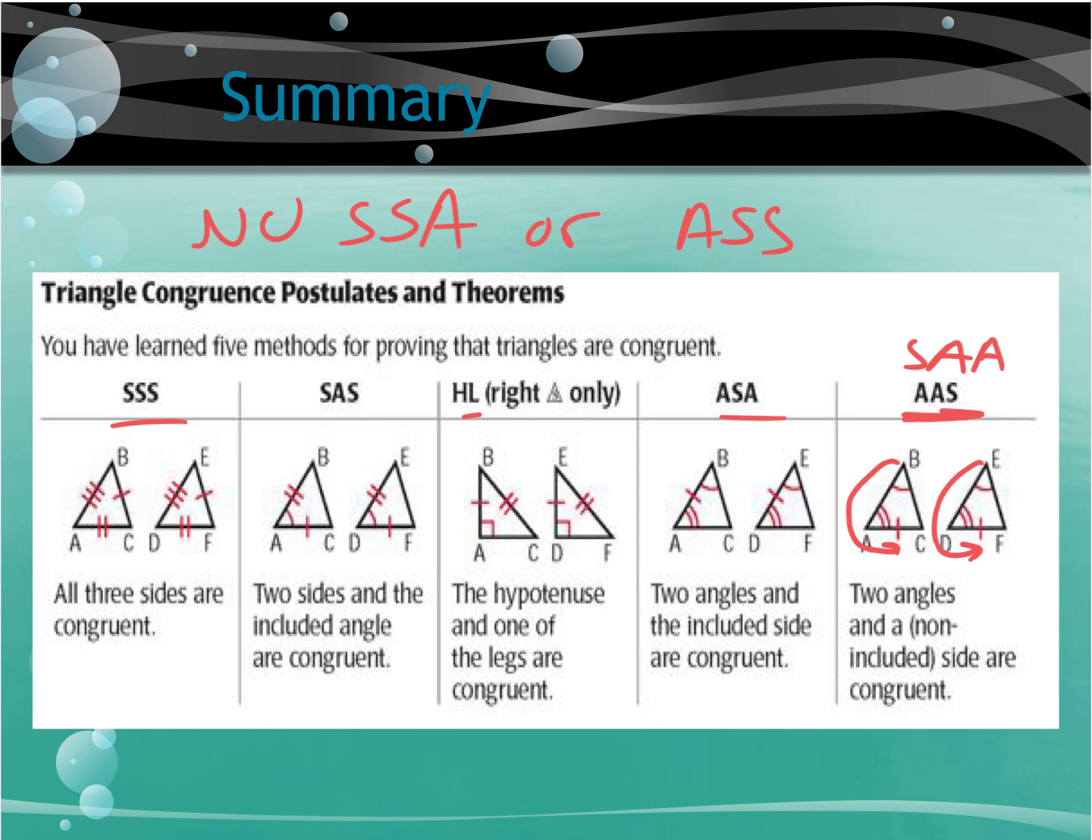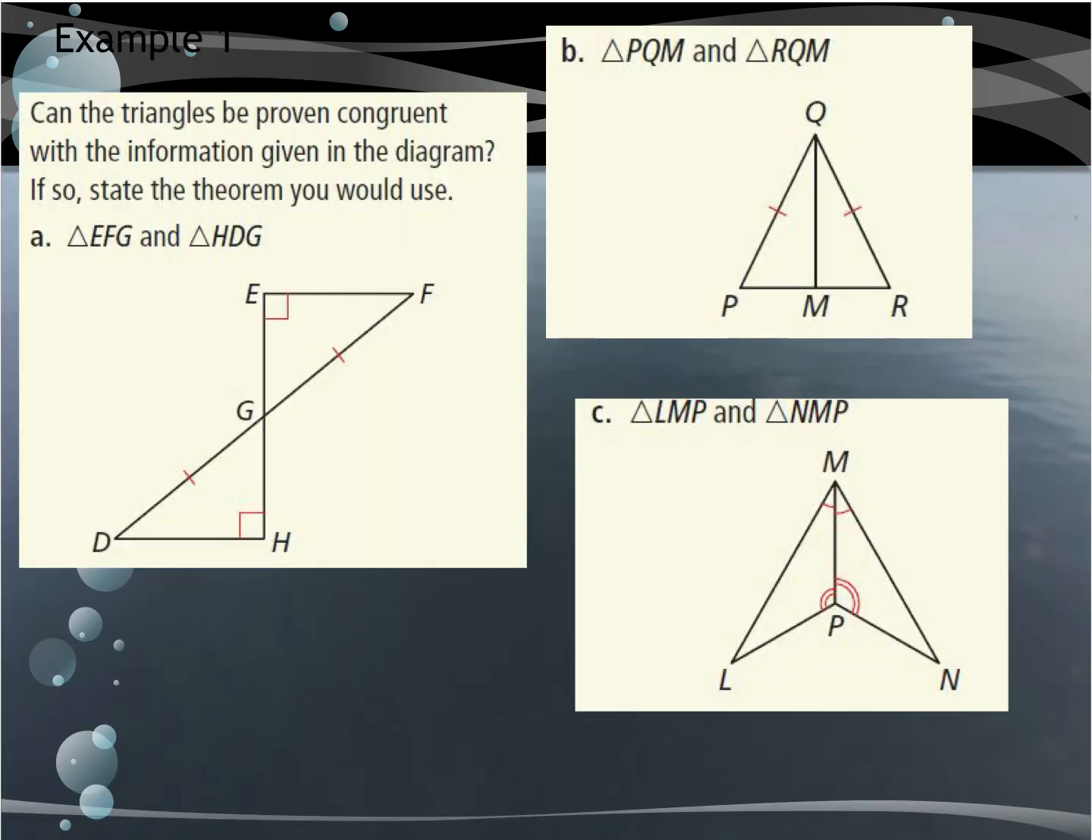Does that make sense? So we have these 3 examples, and the instruction is, can the triangles be proven congruent with the information given in the diagram? If so, state the theorem you would use.